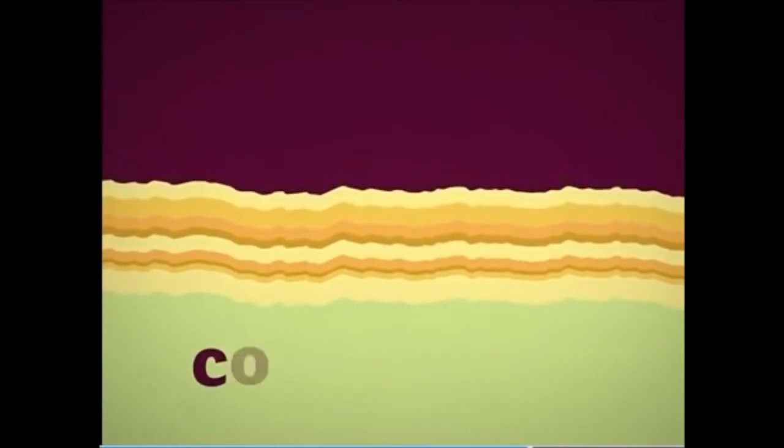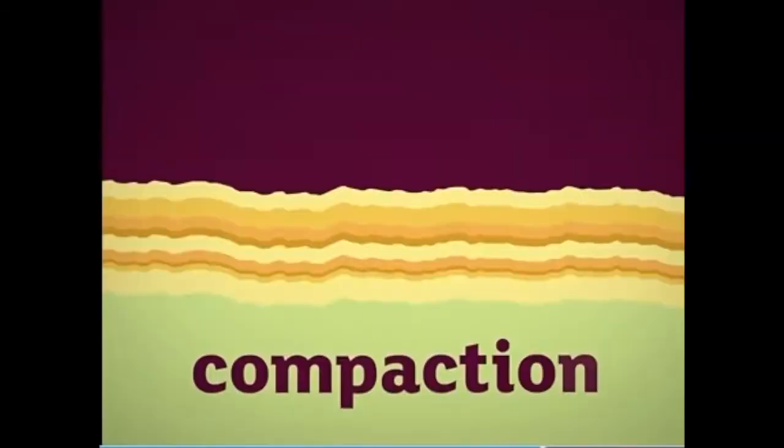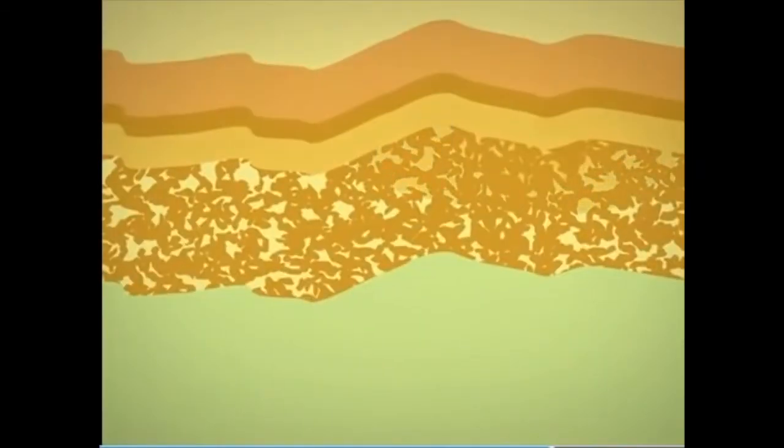Over millions of years, the weight of the layers above compresses the ones below, and they harden into sedimentary rock in a process called compaction. Sometimes another substance seeps between the sediments and hardens, sticking or cementing the sediments together. The whole process leads to the formation of horizontal layers of sedimentary rock.